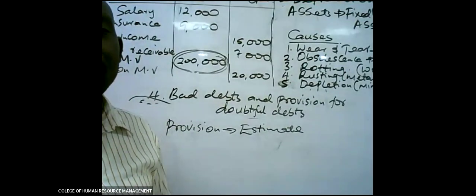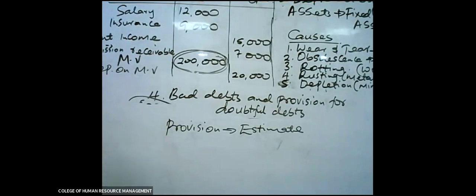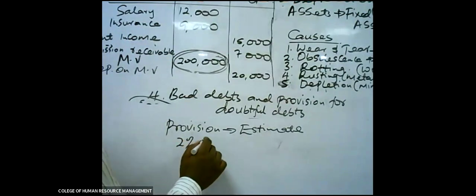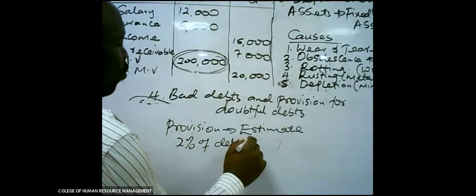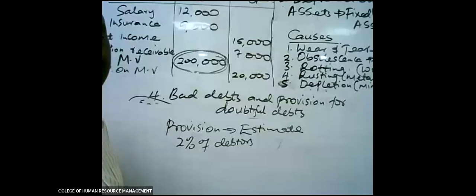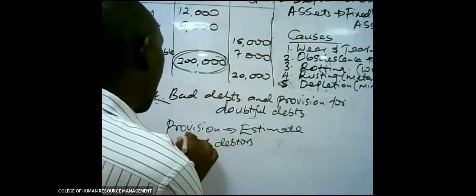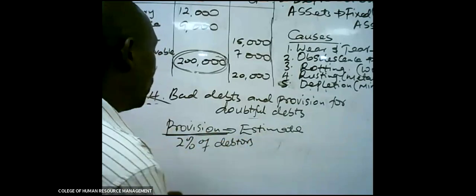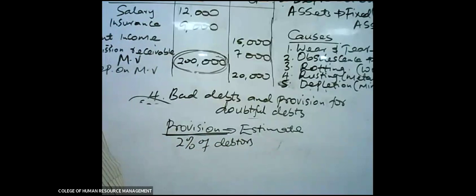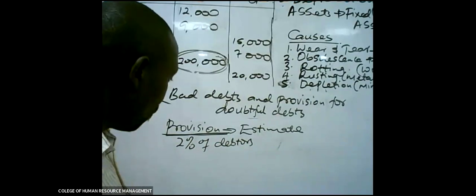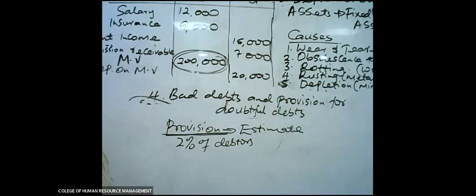From experience, you know that every year, probably 2% of debtors never pay for that year. So what you normally do is a provision. A provision is like setting aside some amount of money, in case they don't pay, that can be used to cover that. So I want you to pay very keen attention on how we treat the provisions.